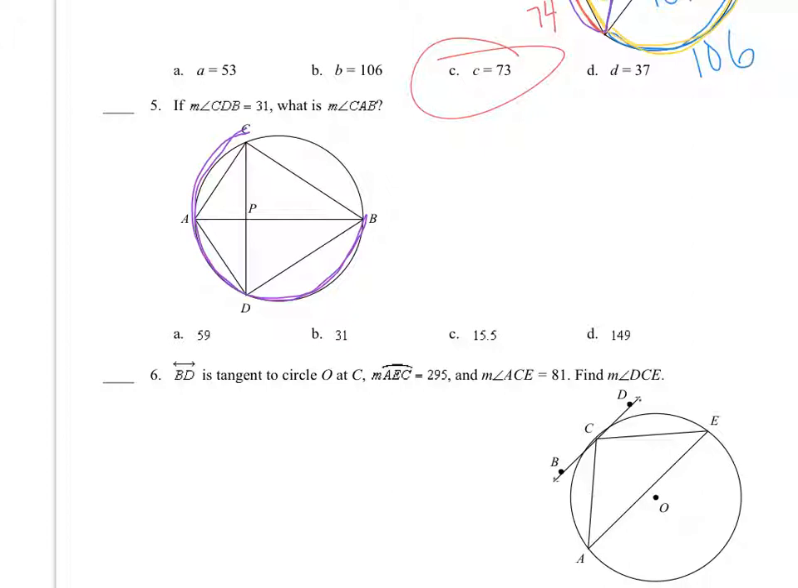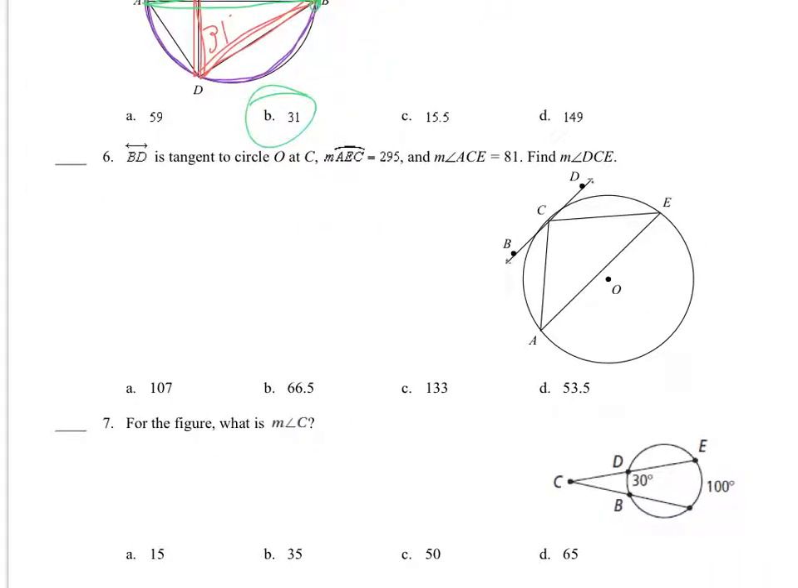First it says measure angle CDB. This angle right here is equal to 31, so I'm going to write that in. It says, what's the measure of angle CAB? So you look at CAB. Well, if you look at the angle that was given, and the angle I'm looking for, they subtend the same arc. If they subtend the same arc, that means these two angles are congruent, so angle CAB is equal to 31 degrees.